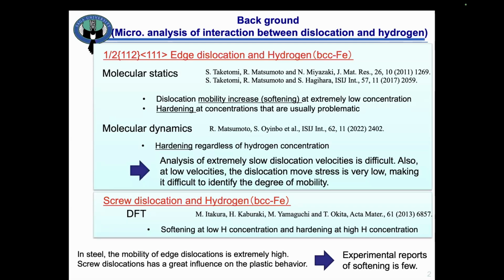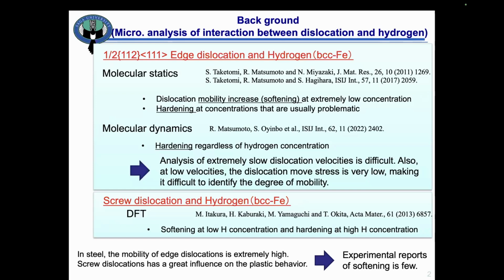My interest is one of the important computer simulation results, the mobility of dislocation, especially edge dislocation mobility. Initially, we performed molecular statics analysis. That result indicates that the edge dislocation mobility increases. That we call the softening. The softening occurs at extremely low hydrogen concentrations. But in the ordinary or realistic case, only hardening occurs for the edge dislocation. That is the molecular statics result.